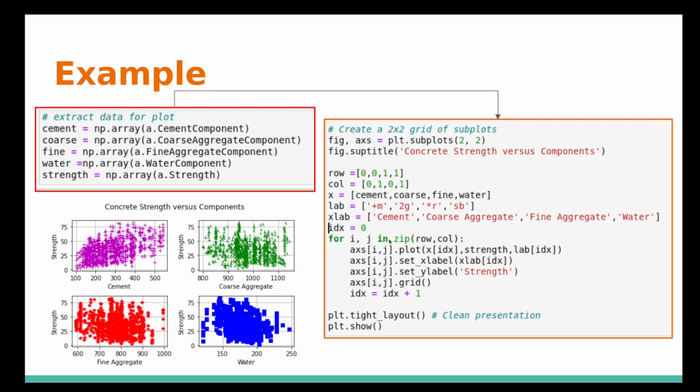And then I say for i, j in zip of row, column. So zip of row, column means it takes 0, 0, 0, 1, 1, 0, 1, 1, and uses those elements for i, j. It parses it and then reads it. Then it says axis[i, j].plot x of idx, where x will be each component, plotting the strength, because my strength is always the same for my y-axis. So I'm just going to keep it as strength. And then my label of idx, which will be plus M, 2G, or whatever symbol I want to use.